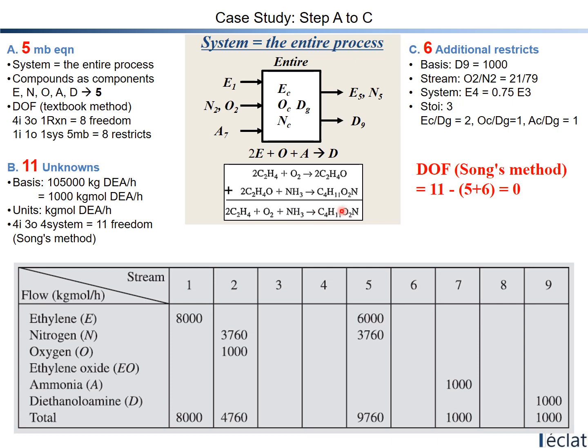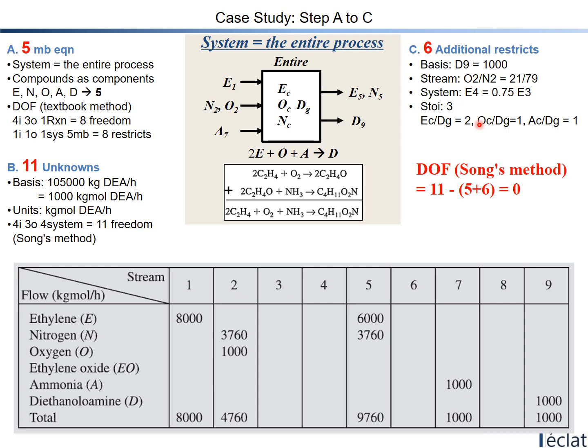In my case, ethylene consumption per DEA generation term is equal to 2. Oxygen consumption per DEA generation is equal to 1. And then ammonia consumption per DEA generation is 1. So we have 3 more stoichiometric equations.